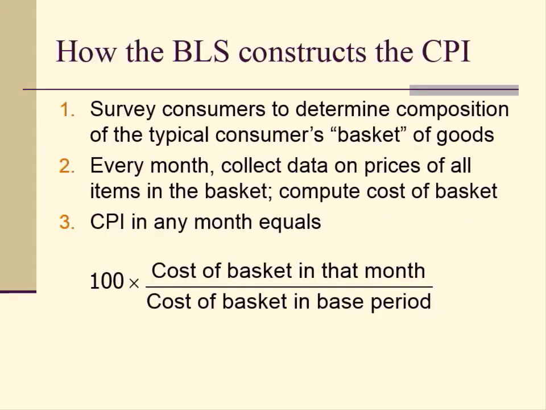So how does the BLS construct the CPI? Basically, one, they survey consumers to determine the composition of the typical consumer's basket of goods. Two, every month they collect data on prices of all items in the basket and compute the cost of the basket. And three, the CPI in any month equals 100 times the cost of the basket in that month over the cost of the basket in the base period. So, for instance, the CPI in 2017 should equal the cost of the basket in 2017 over the cost of the basket in the base year, times 100.